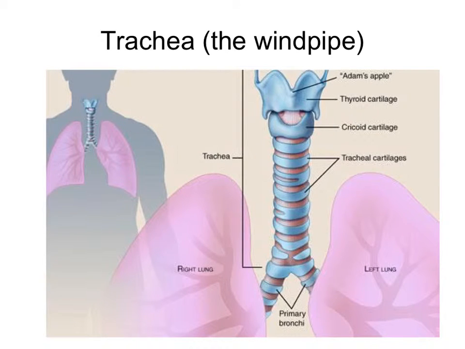So here is the trachea, or the windpipe. You can see the very top of the trachea is a little piece of cartilage that pushes out a little bit. That's what we call the Adam's apple. That's the top of the trachea into the larynx area here.